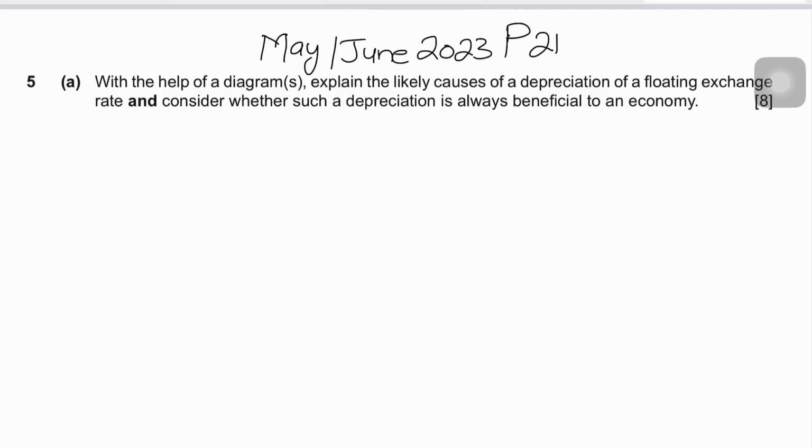Hi guys, welcome back. In this video, we will solve a past paper question from May-June 2023, paper 21, which says, with the help of diagrams, explain the likely causes of depreciation of a floating exchange rate and consider whether such a depreciation is always beneficial to an economy. It's an 8-mark question.